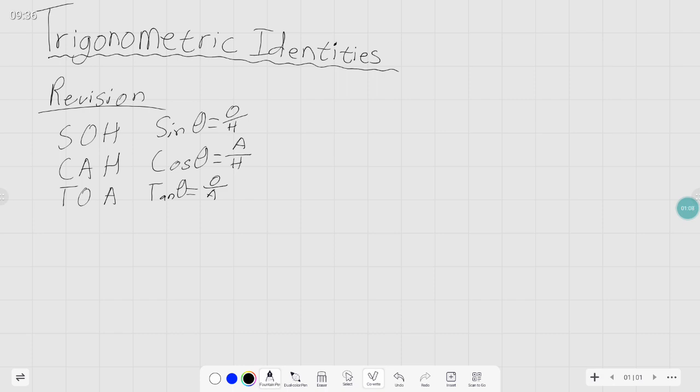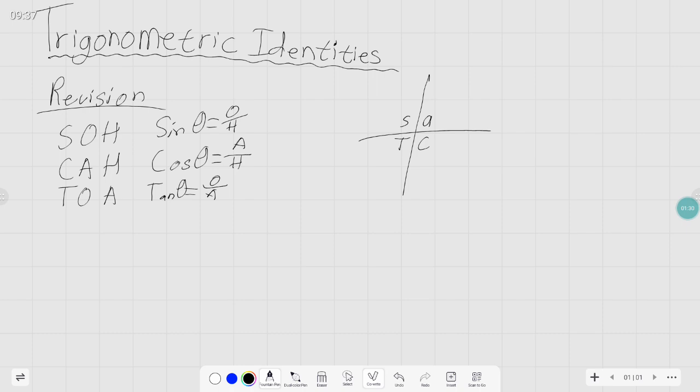Now, last year in grade 10, you had to know the inverses as well, which were namely cosec, sec, and cot. You don't have to know the inverses. You only had to know them for grade 10. From here on forward, we just work with these.